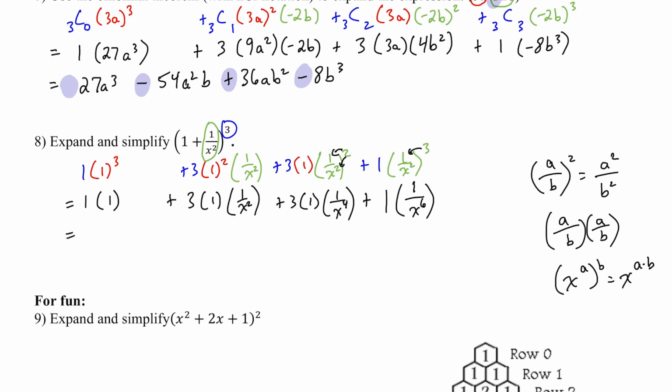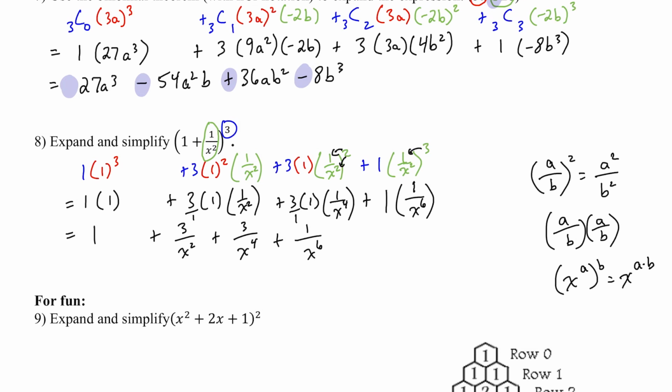So our final step, we multiply each term, so 1 times 1 is 1, plus 3 times 1 times 1 over x squared. We can think of this as being 3 over 1, so that would be 3 over x squared. Again, think of the next term as 3 over 1, so that would give us 3 over x to the power of 4. And lastly, we'd have a 1 over x to the power of 6.